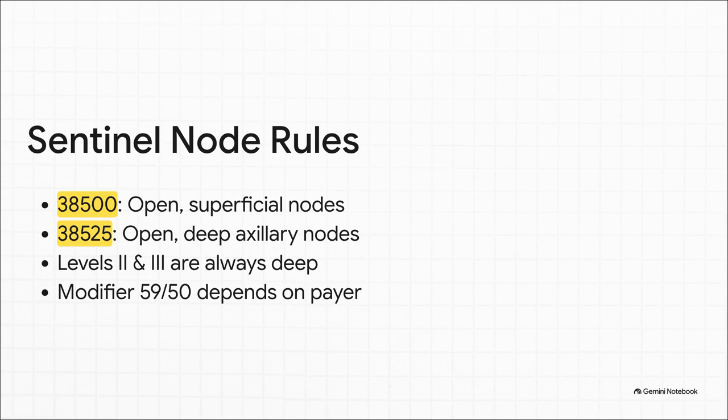Now you might be wondering, how do you know which one to pick? You absolutely must look for depth documentation in the operative report. Are they working above or below the fascia? By anatomical definition, levels 2 and 3 are always deep. Level 1 nodes, however, can be either superficial or deep, so you've got to read those surgical notes incredibly carefully to accurately choose between 38500 and 38525.